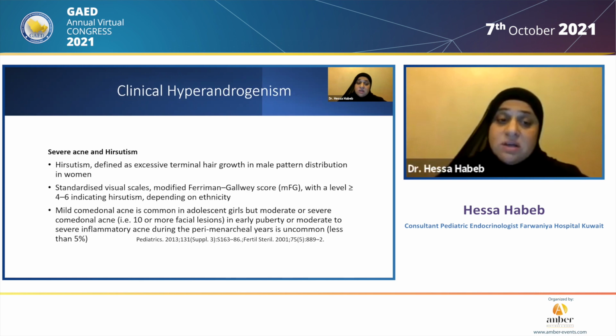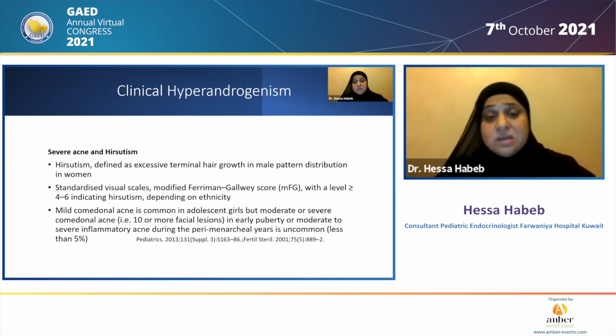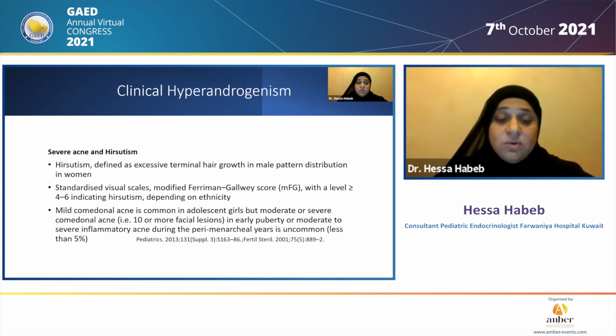This scoring is done on 9 areas: the upper lip, chin, neck, upper chest, upper abdomen, lower abdomen, upper back, lower back, upper arms, and thighs, from 0 to 4, depending on the type of hair that we see. It's terminal hair and should be assessed and scored clearly in the file.